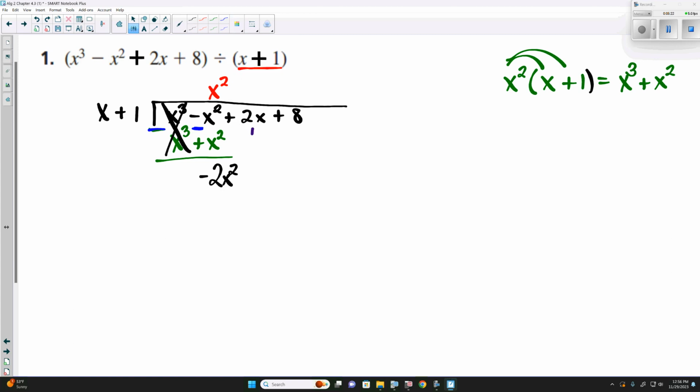And the last part of the first step is to bring the next term down. Questions on this here? What do we think of this so far?